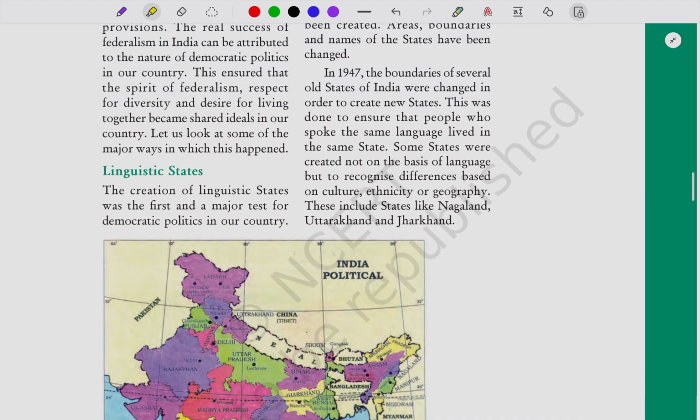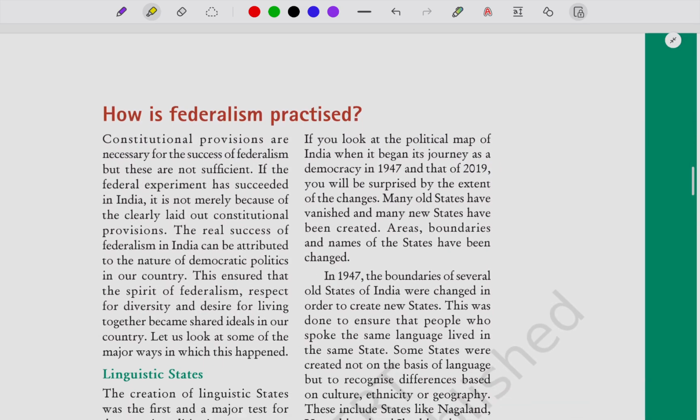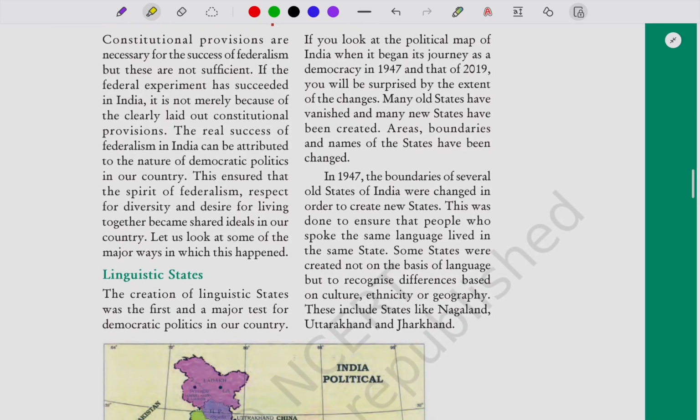Okay, linguistic states. The creation of linguistic states was the first and the major test for the democratic politics in our country. If you look at the political map of India, when it began its journey as the democracy in 1947 and that of 2019, you will be surprised by the extent of the changes.